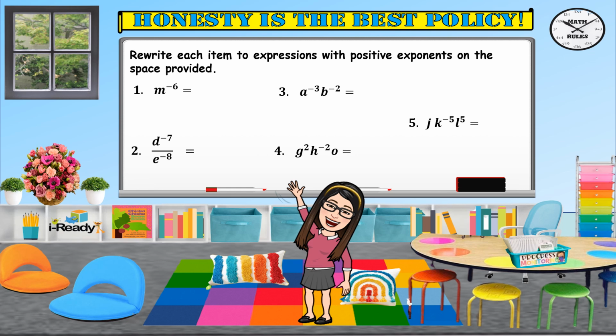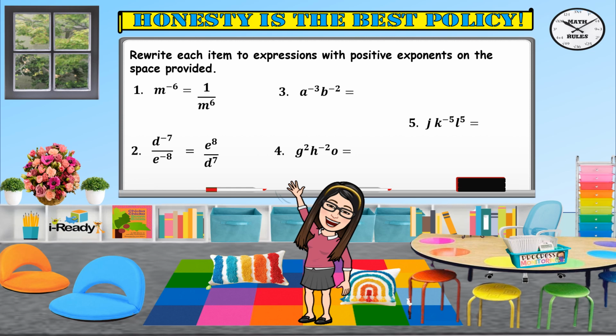Okay, we're going to rewrite each item to an expression with a positive exponent in the space provided. So we have m raised to the negative 6, 1 over m raised to 6. Itong d raised to negative 7, e raised to negative 8, pagbaligtarin natin. Yung d raised to negative 7, para maging positive yan, lagay mo sa denominator. Yung e raised to negative 8, para maging positive yan, lagay mo sa numerator. So the answer is e raised to 8 all over d raised to 7.